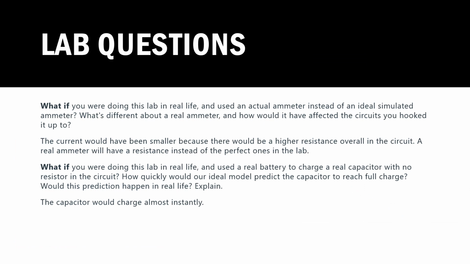So here are the lab questions associated with the lab. What if you were going to do the lab in real life and used an actual ammeter instead of an ideal simulated ammeter? Most likely, because it has a resistance, the current throughout this loop would have been lower, because in Ohm's law, current equals voltage over resistance, and because the resistance would have gotten higher, the current would have also gotten lower.